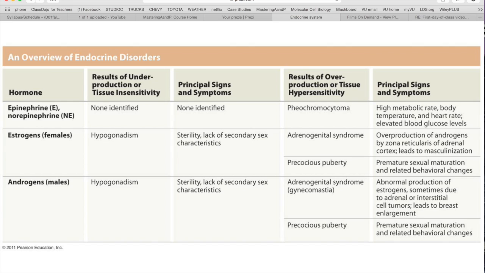With androgens in males, underproduction of that leads to hypogonadism and sterility and lack of secondary sex characteristics. Overproduction can lead to adrenogenital syndrome, which is the abnormal production of estrogens in males. It can be due to adrenal or interstitial cell tumors, leads to breast enlargement. And too much androgens also can lead to precocious puberty and premature sexual maturation.